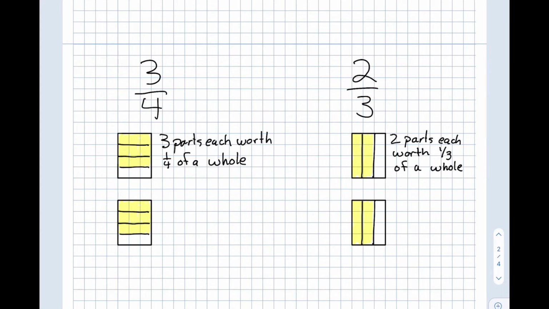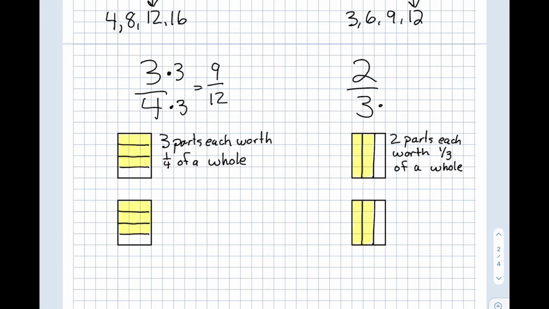So I can think about what a common partition would be. I'll take my denominator, 4, and I'll list multiples of 4. 4, 8, 12, 16. I'll take my denominator, 3, and I'll list multiples of 3. 3, 6, 9, 12. I can see a common multiple is 12, so I want 12 in the denominator. For this first fraction, I'll have to multiply the numerator and the denominator by 3. And for the second fraction, I'll have to multiply the numerator and the denominator by 4. So I want to compare 9/12 and 8/12.